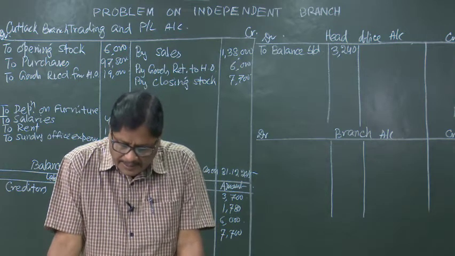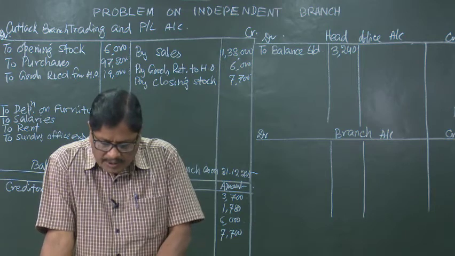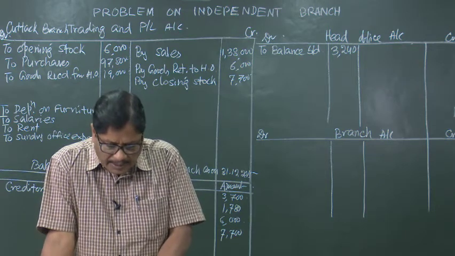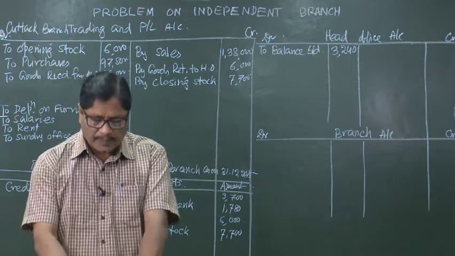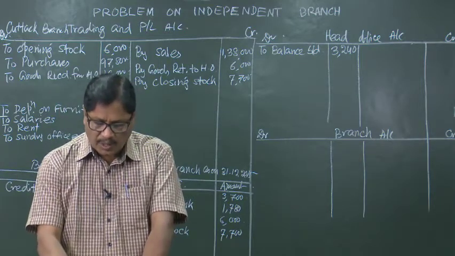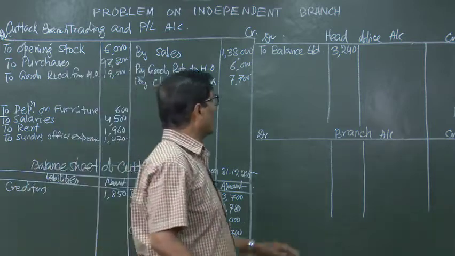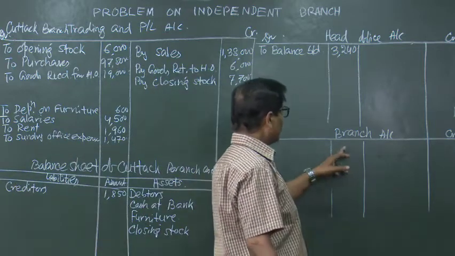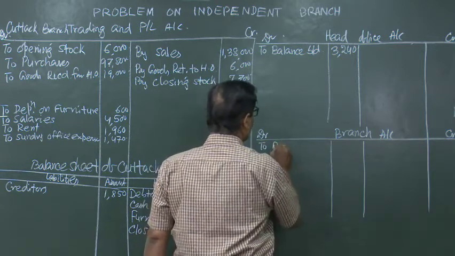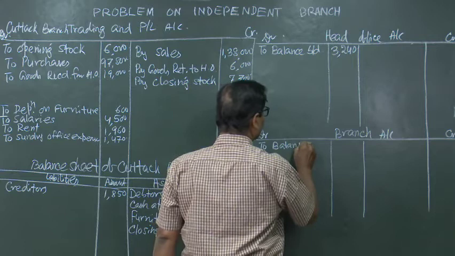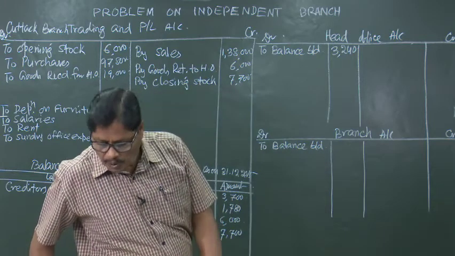There is a cash in transit, goods in transit. The Kotak branch account in the head office books on 31st December 2015 showed rupees 460 debit balance. So, in the books of the head office, when we are preparing the branch account, it is showing a debit balance of, we can write, to balance brought down, $460.